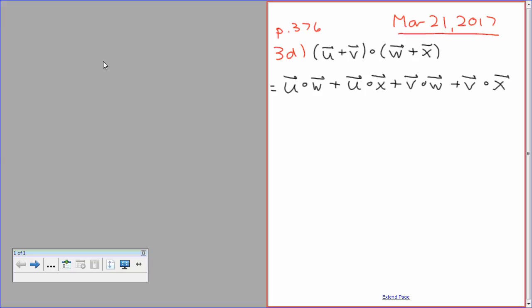Yeah, go ahead. U dot u, would you just leave it as is? Yeah, it could be like u dot u. Just a reminder: u dot u is the magnitude of u squared. That's what it's going to be. So you could leave it. It would go like that.